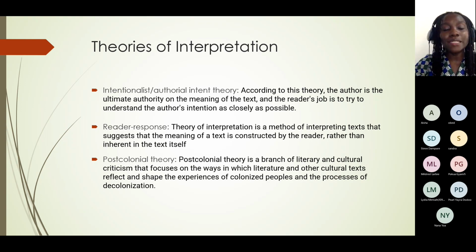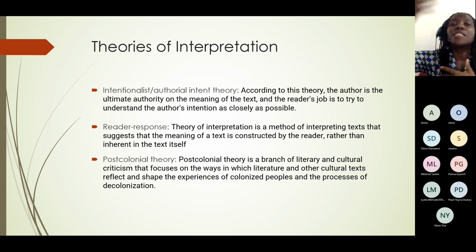But of course, play texts are cultural texts, so you can easily apply them and operate with them. Now, post-colonial theory actually focuses on texts that reflect the experiences of people who have been formerly colonized, and how they are going through the process of decolonization or how they are responding to that experience.